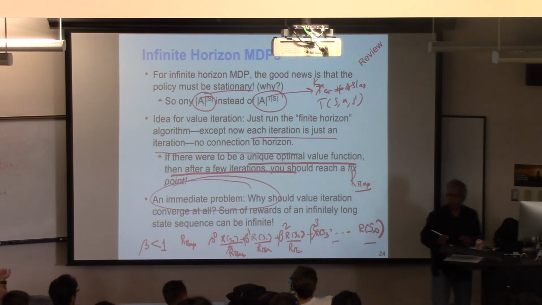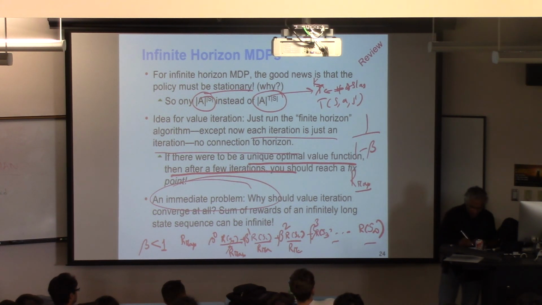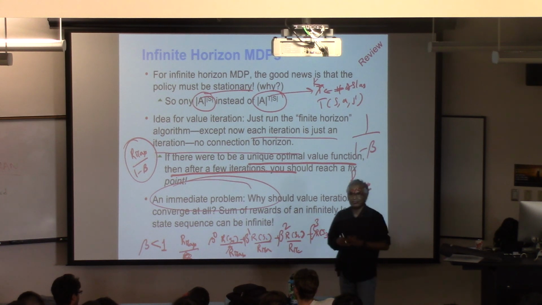How many people remember what is the sum of that infinite series? 1 plus beta plus beta square plus beta cube, etc. It's 1 by 1 minus beta. You never thought you'd see this again. Your life works because of this. So then you know that whatever this sum is, it's less than R max by 1 minus beta. Magic!